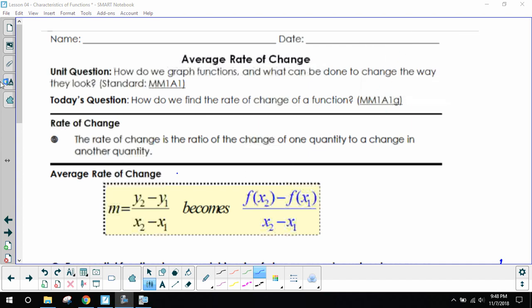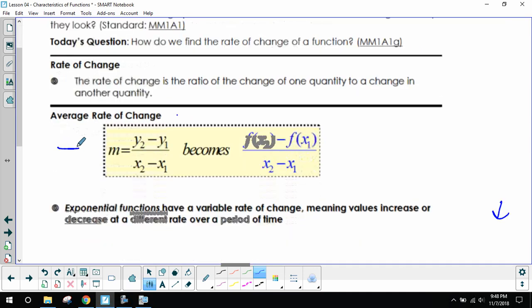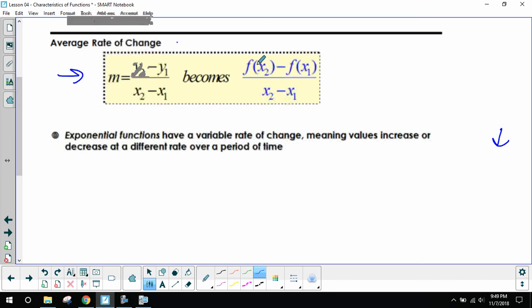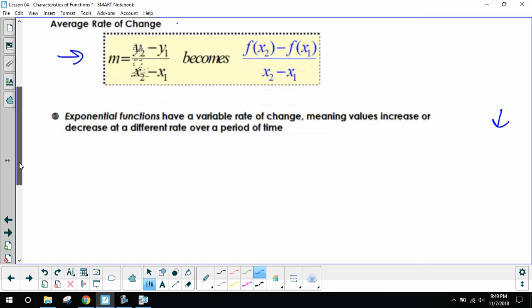Alright guys, we're going to pick up where we left off. I think I already went over the slide about average rate. Again, looking at slope, rise over run. Remember, the y's can be written as f of x, okay? I'm just going to evaluate.